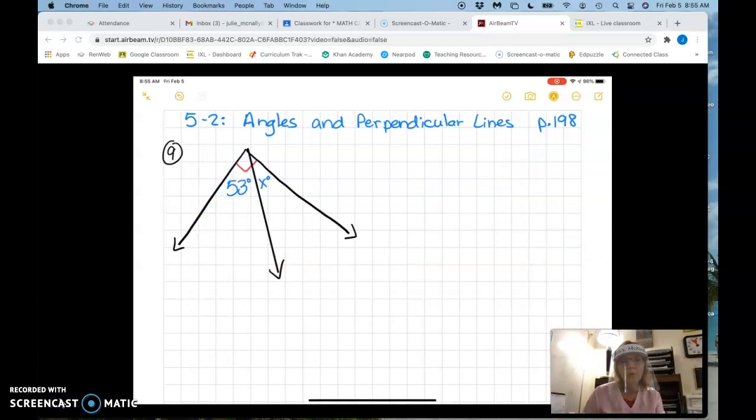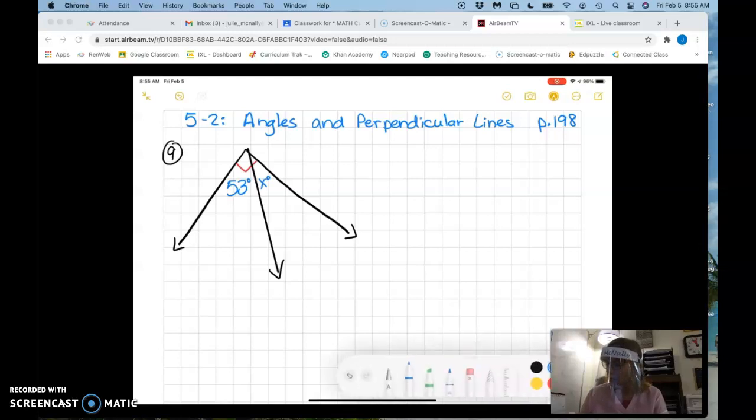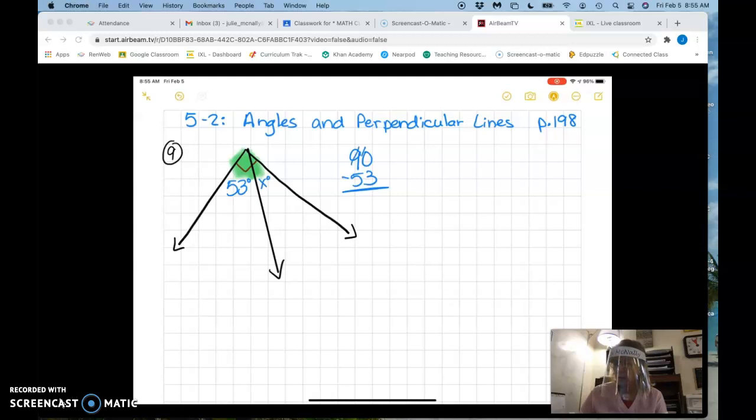All right, so for the last section, it's going to ask me to find what x equals, and it's going to give me various drawings and ask me to find the missing angle. So what type of angle is this with the red square in the corner? 90, good. So what do I do to find x? 90 minus 53. Excellent, good job. 90 minus 53 will tell me how much x equals. So I'm just regrouping here. 37. X equals 37.